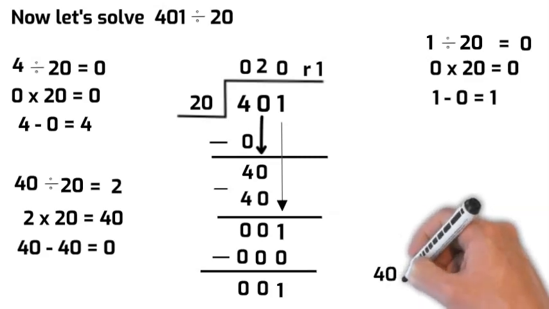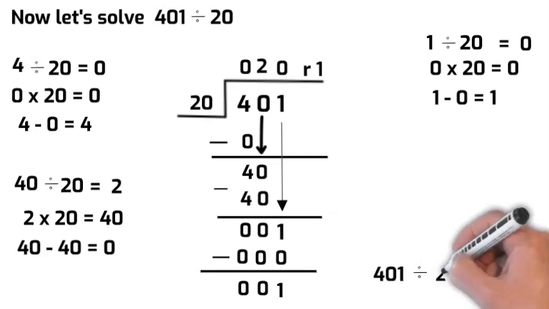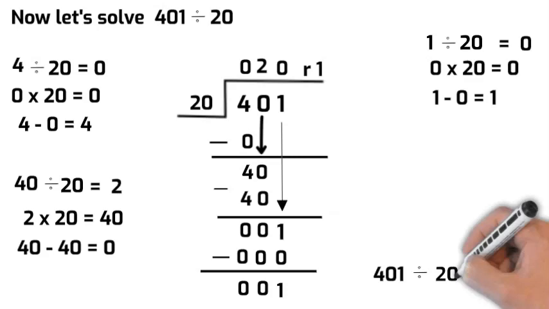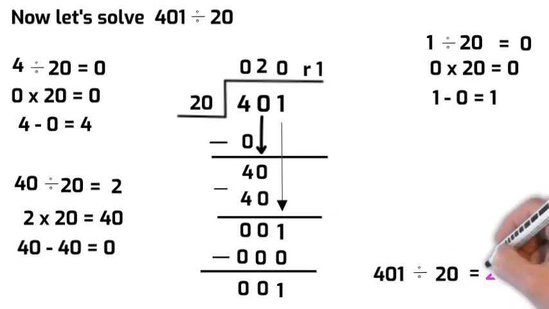401 divided by 20 gives us a quotient, or a result, of 20 remainder 1.